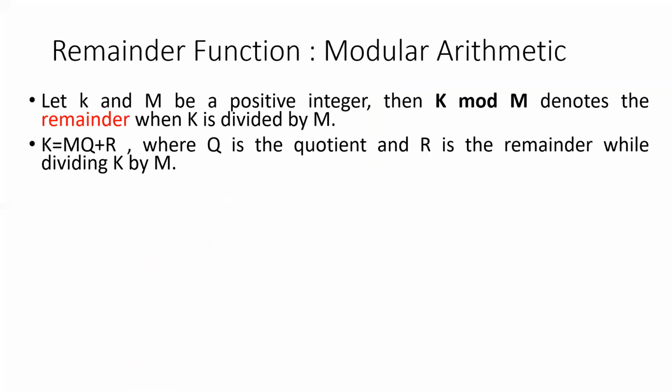So k mod m denotes the remainder when k is divided by m. When you divide k by m, whatever remainder you are getting is given by k mod m. So how to get back the positive value k? You have to multiply the mod value into the quotient plus the remainder. So k equals mq plus r, where q is the quotient and r is the remainder while dividing k by m.